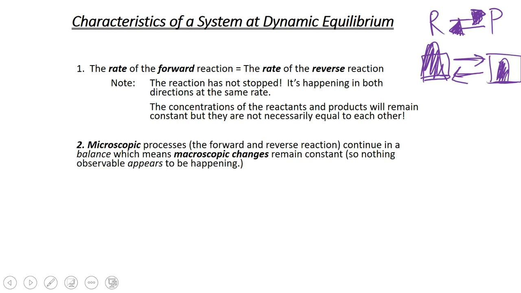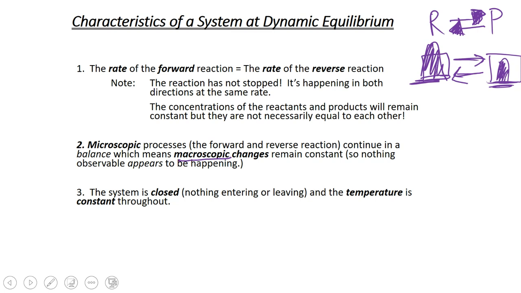Point number 2, microscopic processes are happening, right? If we were able to look down at the chemical level, the atomic level, then we'd theoretically be able to see reactants turning into products and products turning back into reactants, but we can't see that, obviously. All we can see are the size of these piles in a lab, so it's going to look like nothing's happening. So macroscopic, the big picture, things that you can observe with your senses, are going to appear as though they do not change. They're going to be constant. But microscopically, things are definitely happening.